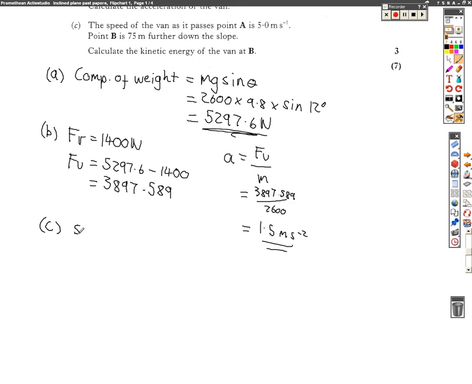So first thing we can do is write down suvat as we always do. S first is 75 meters, so it's covering a distance of 75 meters. u, its initial speed, is 5 meters per second. v is what we're trying to figure out. a, we've just calculated what its acceleration is, it's 1.5 meters per second squared. And t is an unknown. So we're trying to calculate v. We've got u, a and s, so it's going to be v squared equals u squared plus 2as again.